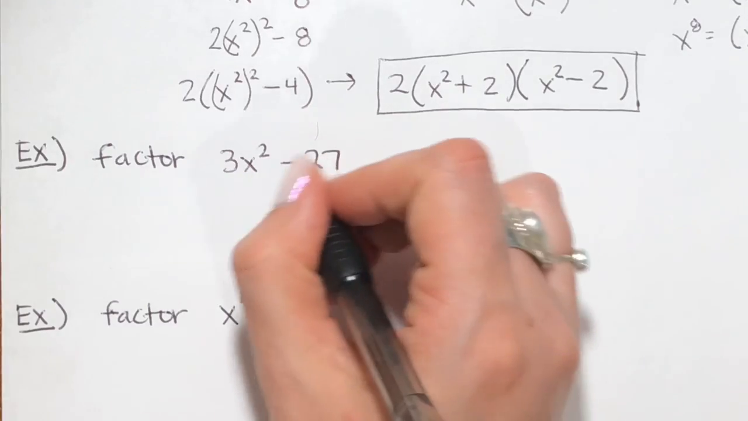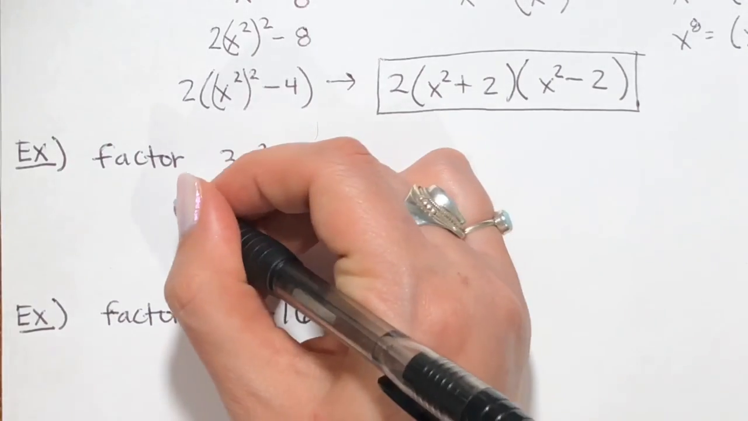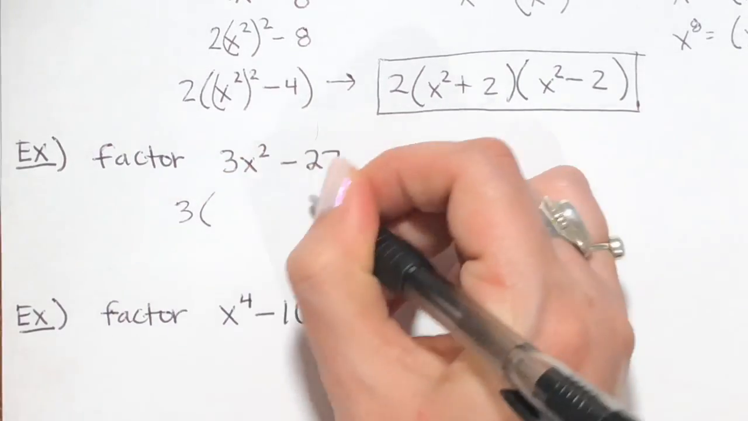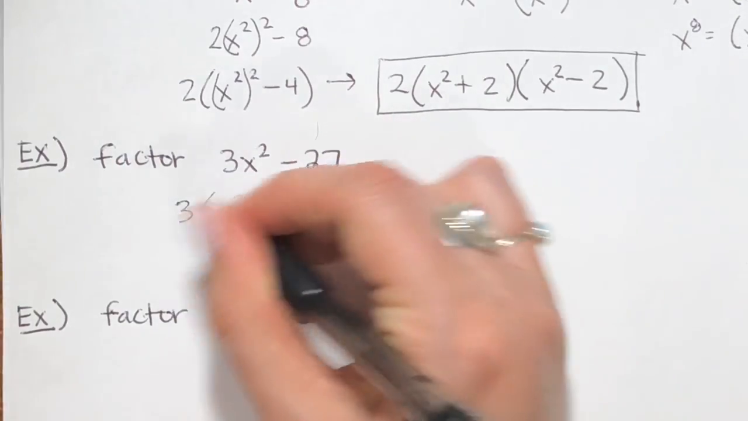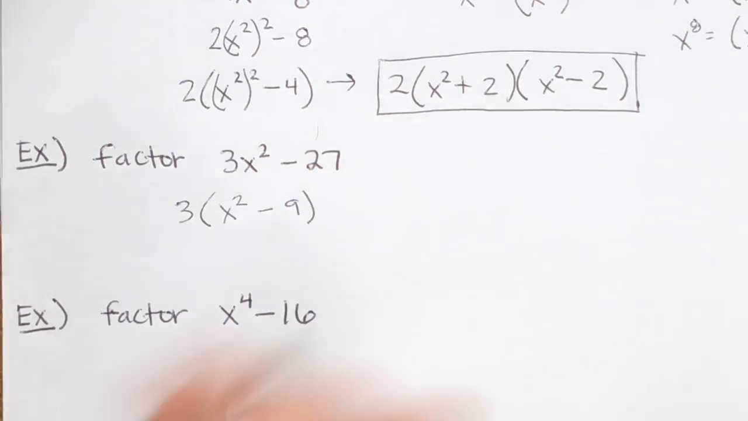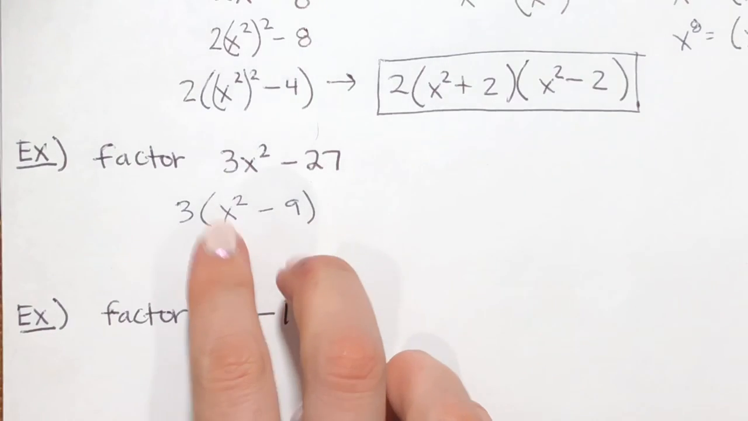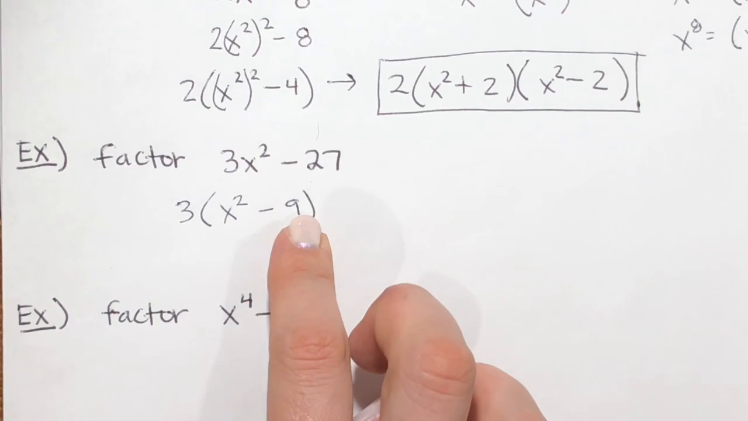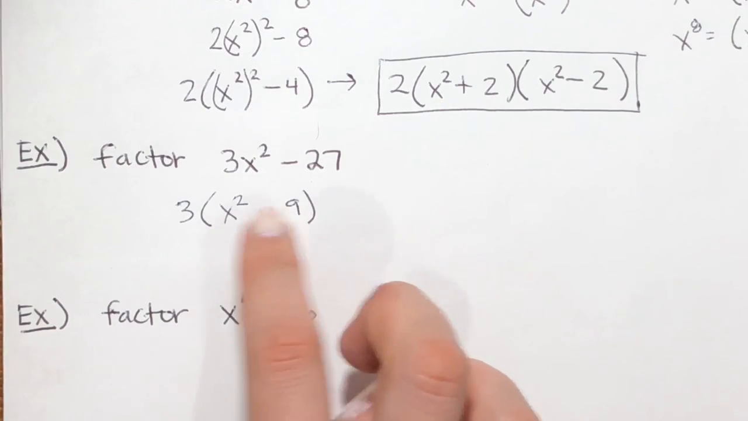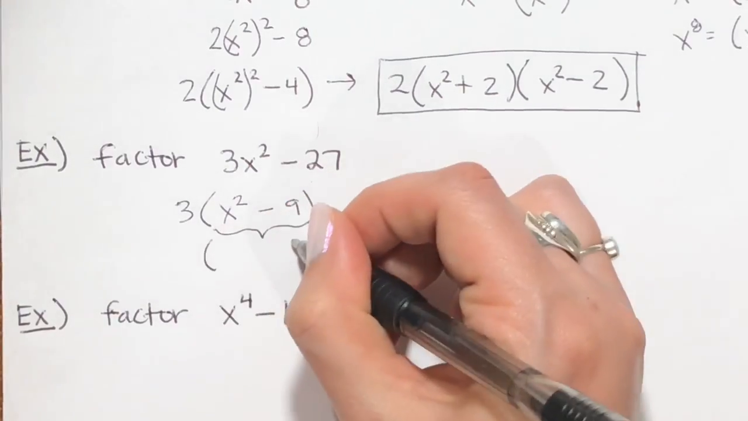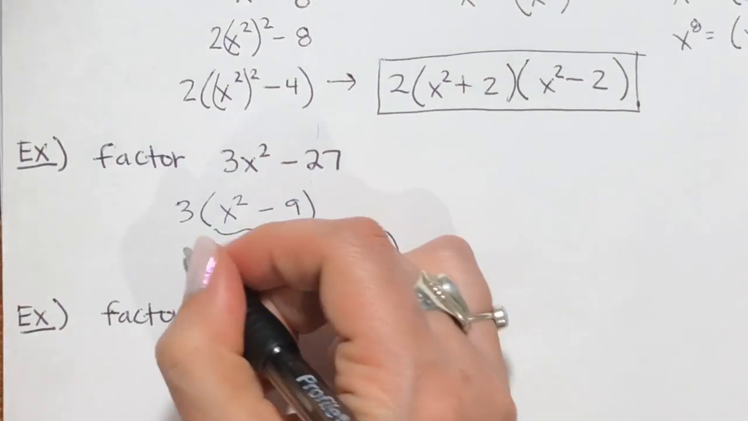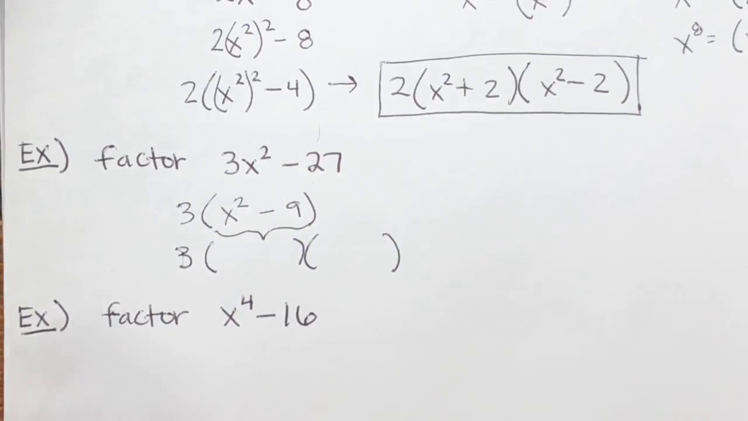So I know 3 goes into both of these numbers. So if we take the 3 out, 3x squared divided by 3 is x squared. 27 divided by 3 is 9. And once I take that 3 out, x squared is a perfect square, 9 is a perfect square. So we have a difference of perfect squares again. So now I can factor that inside a little bit more and do our shortcut. But don't forget to write that 3 in the front still.